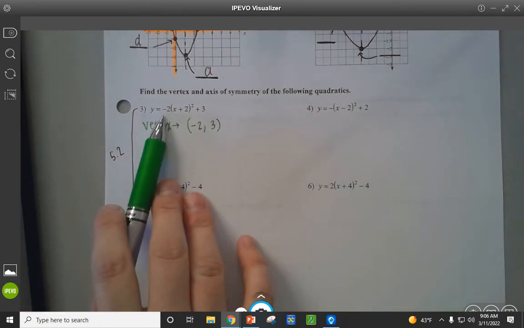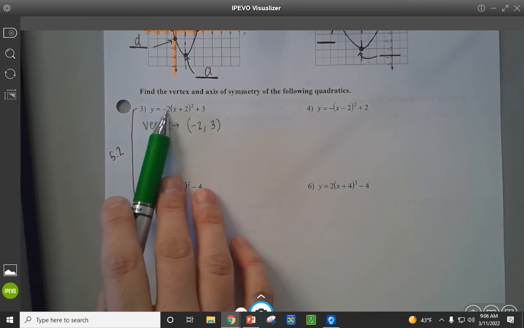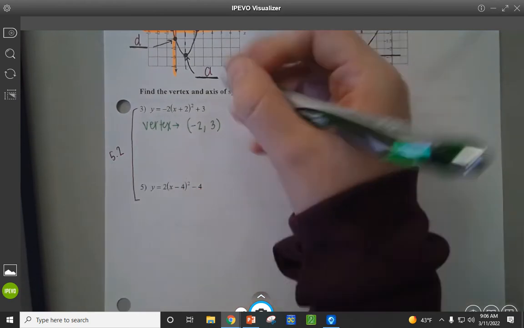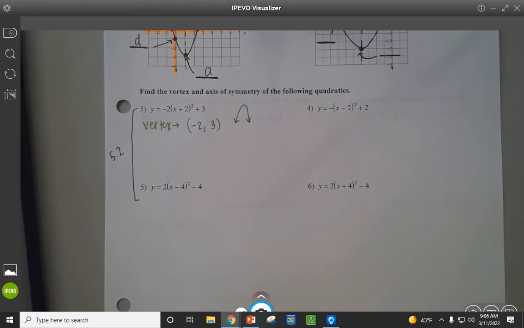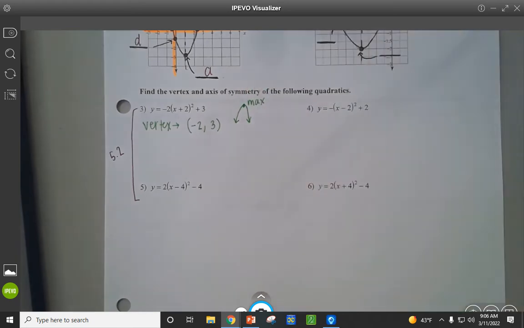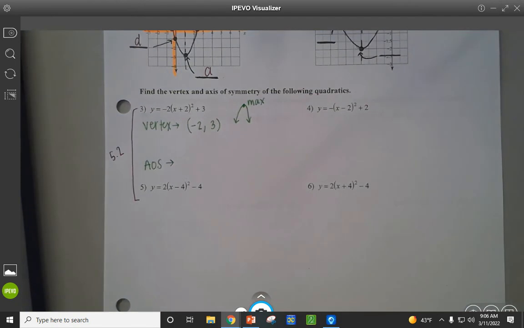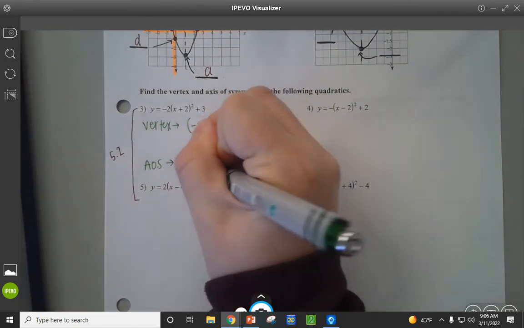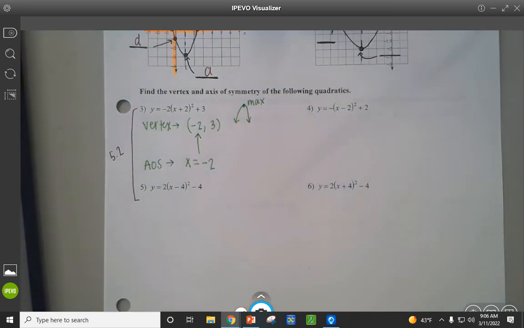The number in the front tells us if it's pointing up or if it's pointing down. Would this one be pointing up or down? Down, because it's negative. Good. So it looks like this. So is the vertex a maximum or a minimum point? It's a maximum. Now the axis of symmetry is, you have to put X equals, and it's the X value of the vertex, which is -2.